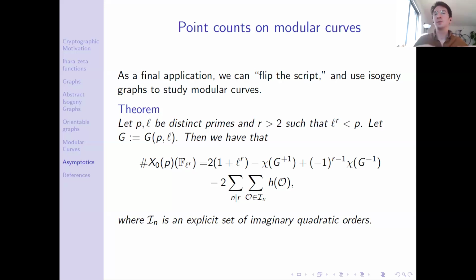And then those cycles, by work of other people, the Orientations and Cycles paper, or Wissam Ghantous has some papers on counting cycles using Brandt matrices. Those tell you that the cycles in isogeny graphs can be counted using class numbers of imaginary quadratic orders. And so you can actually get a formula for the number of points on a modular curve over a finite field in terms of these Euler characteristics, and then a set of class numbers that you can describe.